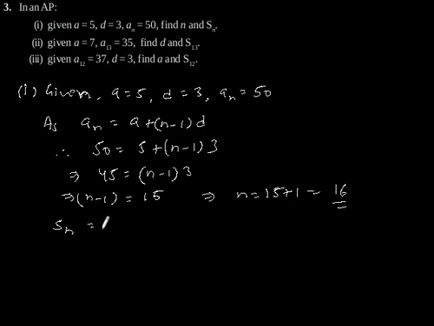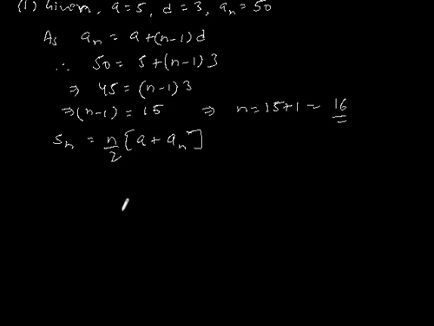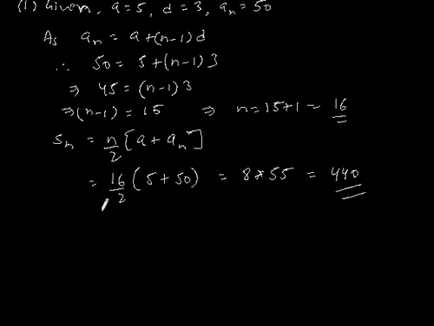Now let's find out Sn. Sn is equal to n by 2 into a plus the last term, that is an. Putting the value, n is 16, 16 by 2, a is 5 and an is 50. This gives 8 into 55, which is equal to 440, which is our answer.